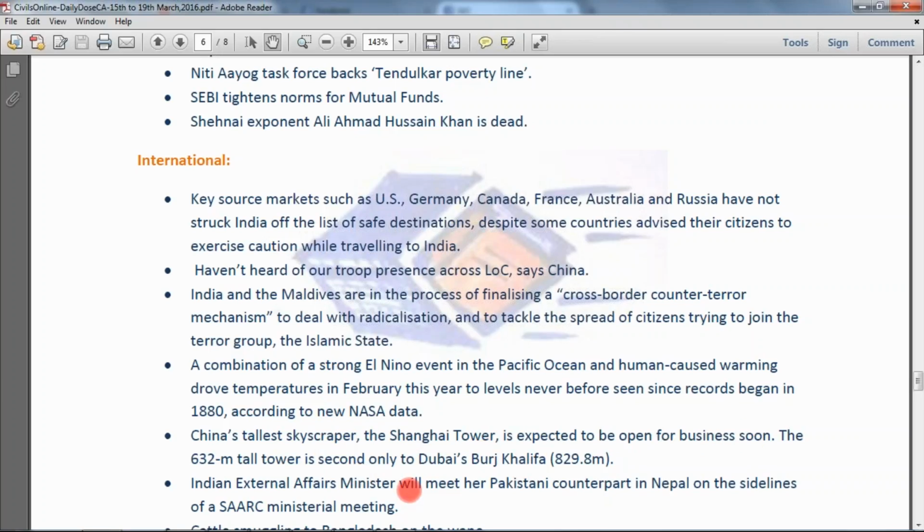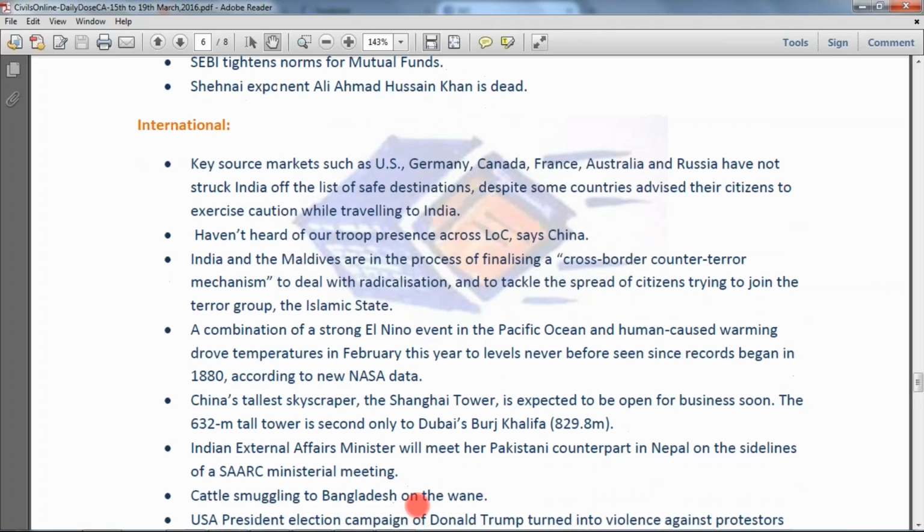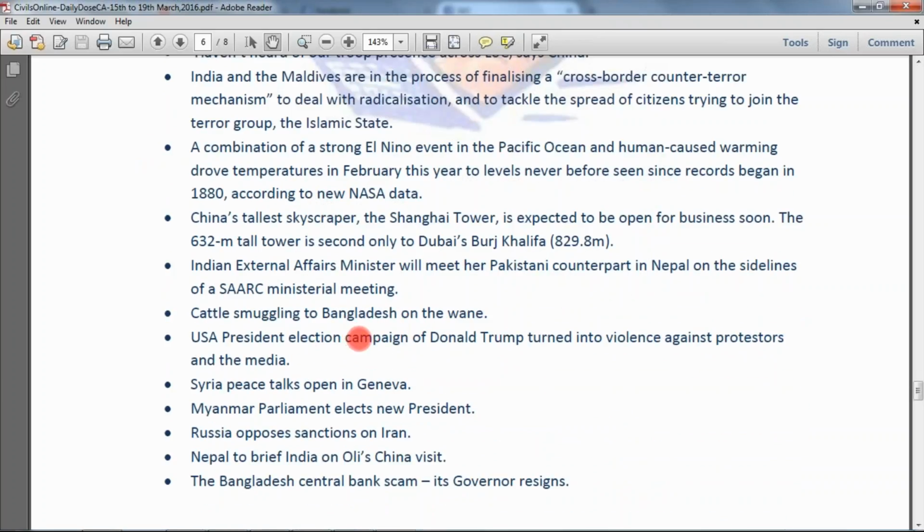Indian External Affairs Minister will meet her Pakistani counterpart in Nepal on the sidelines of a SAARC ministerial meeting. Cattle smuggling to Bangladesh on the wane. US presidential election campaign of Donald Trump turned into violence against protesters and the media. Syria peace talks open in Geneva. Myanmar parliament elects new president. Russia opposes sanctions on Iran. Nepal to brief India on Oli's China visit. The Bangladesh Central Bank scam: its governor resigns.